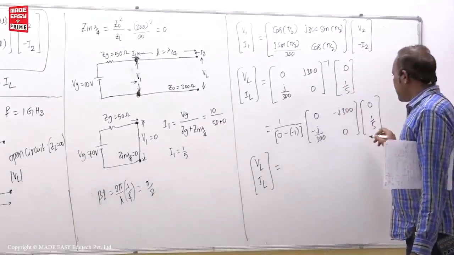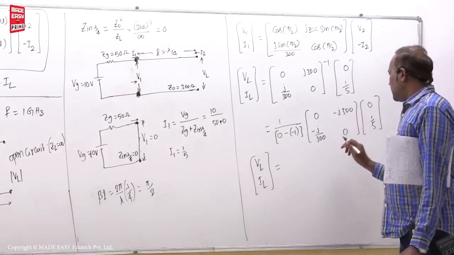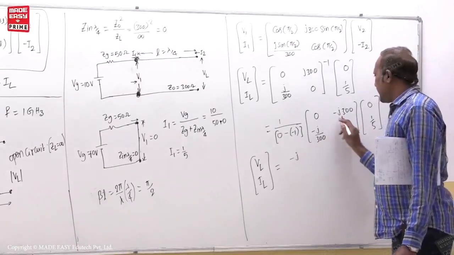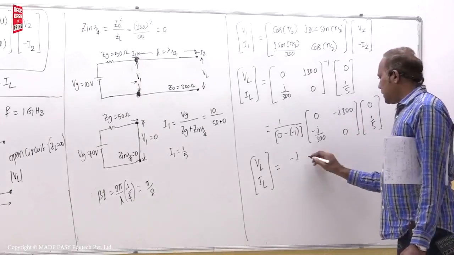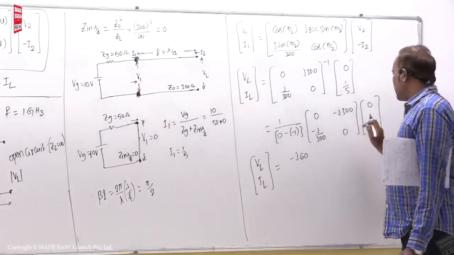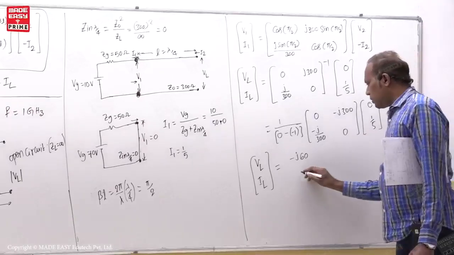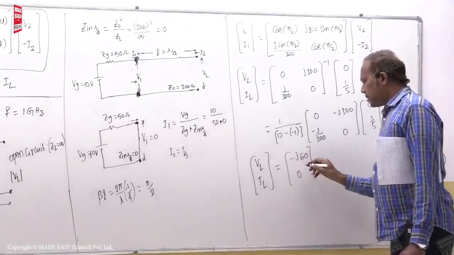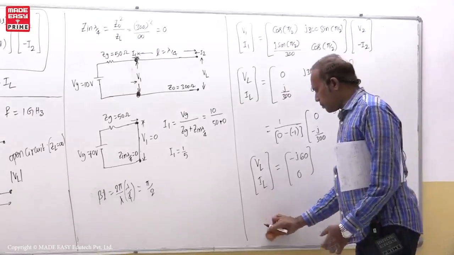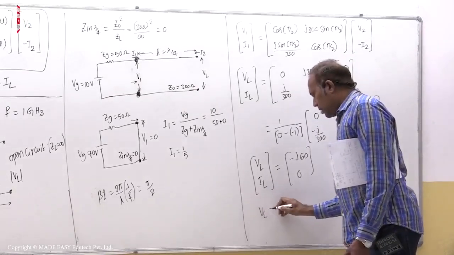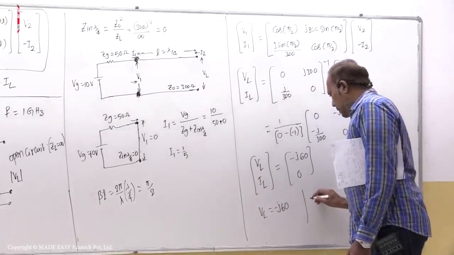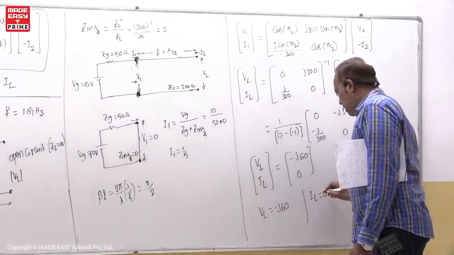Now this multiplied with this is 0 into 0. This is minus j 300 by 5, students. It is 60, yeah, 60. Then this multiplied with this is 0. This multiplied with 0. So students, you got VL is equal to minus j60 and IL is equal to 0.